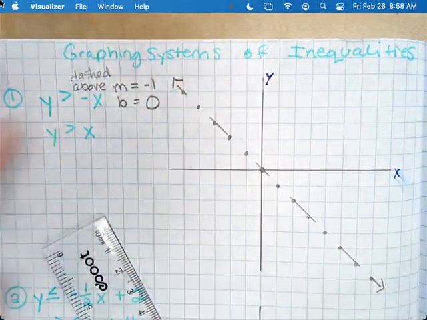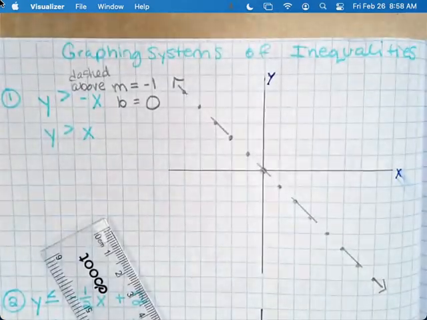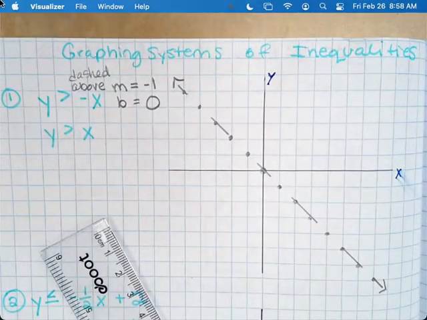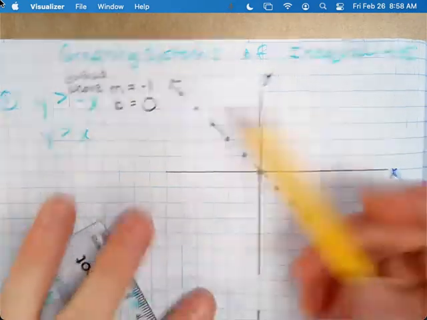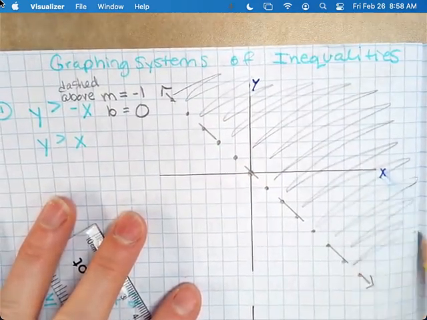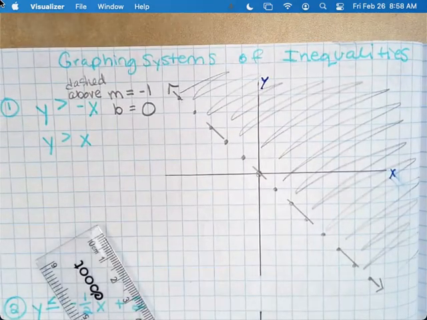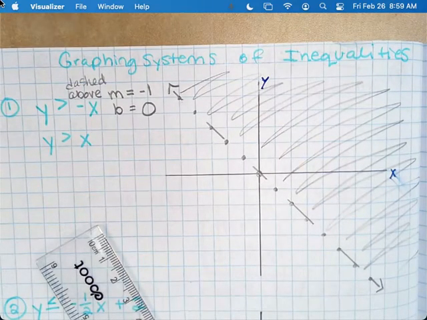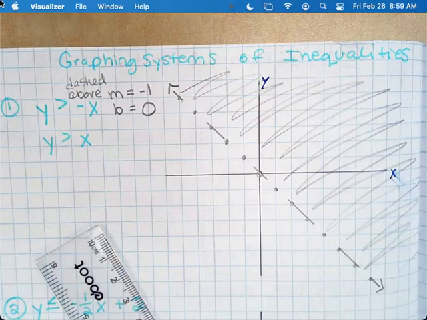So if you can't remember which way is above, stick your arms out, tilt like the line, and then where is your head? To the left or right of the line? Right. Yep. Greater than is above. Okay.